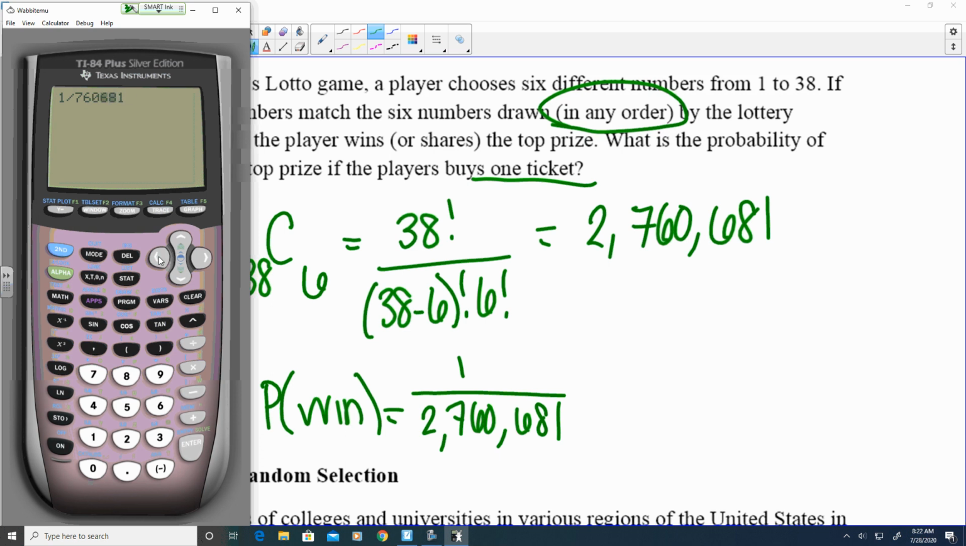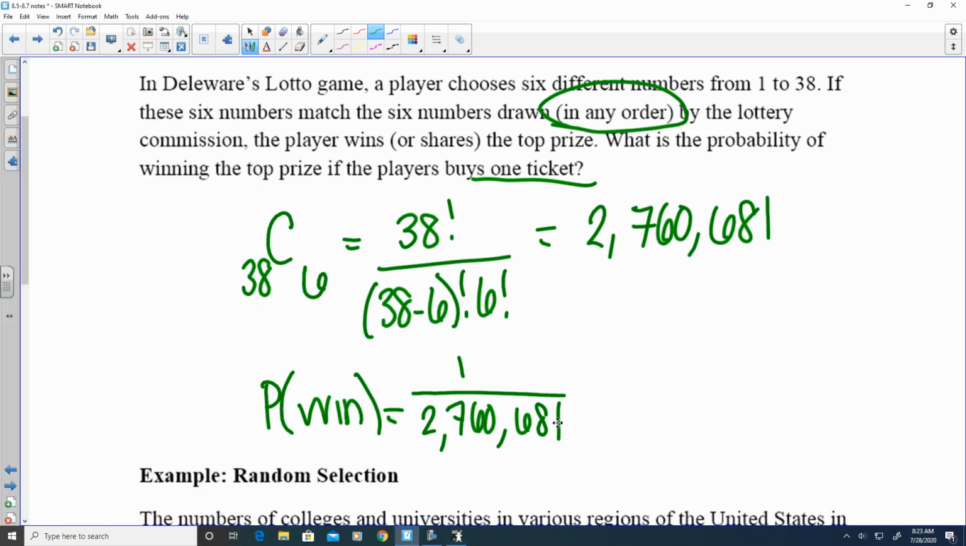Oops, I missed a 2. Okay, I think we got it. Okay, that e to the negative 7 means very unlikely. 0.00000036. That is not likely. So being a statistics teacher and seeing questions like this tells me that you are just not likely to win the lottery. It's just not a fair game. Don't do it.